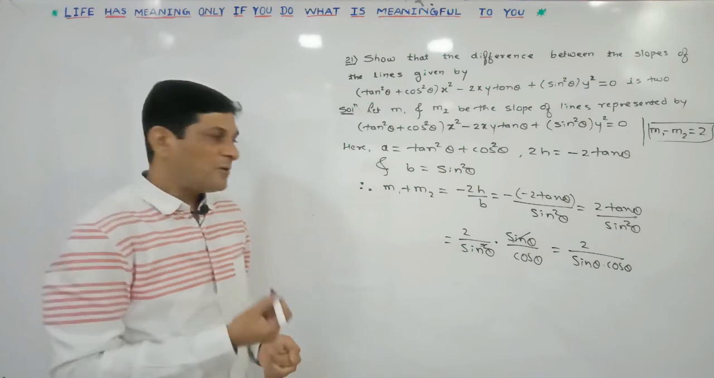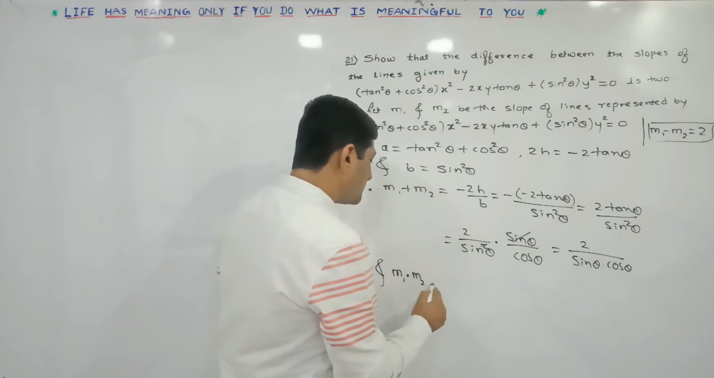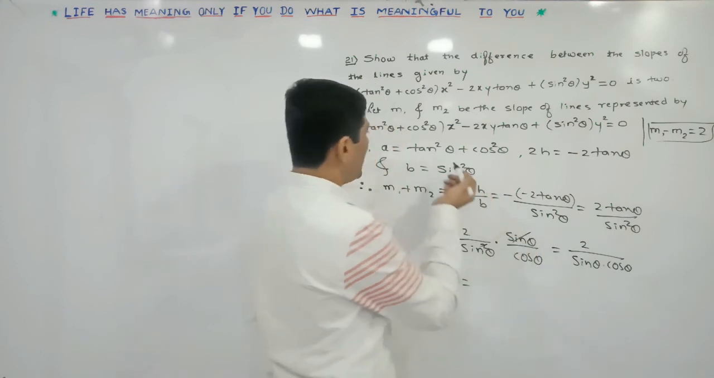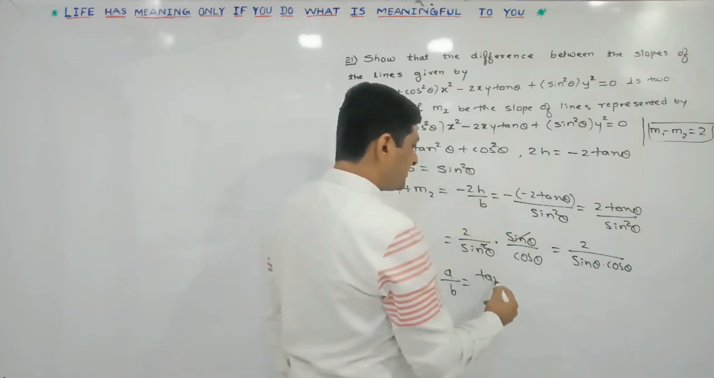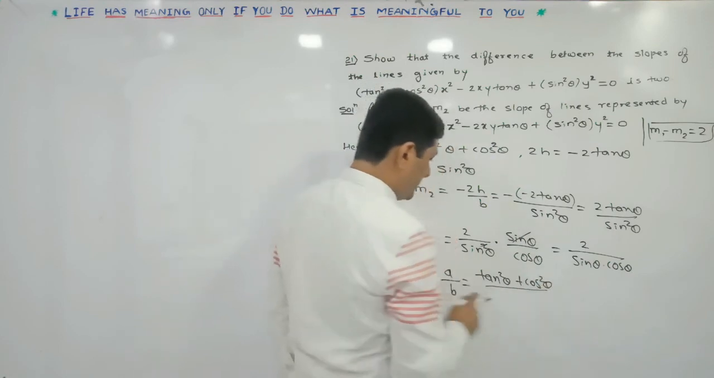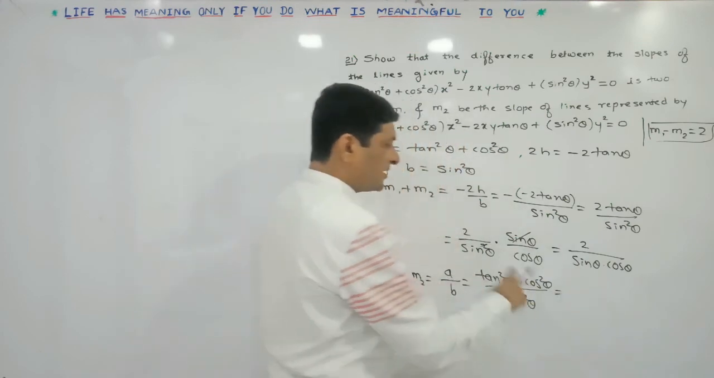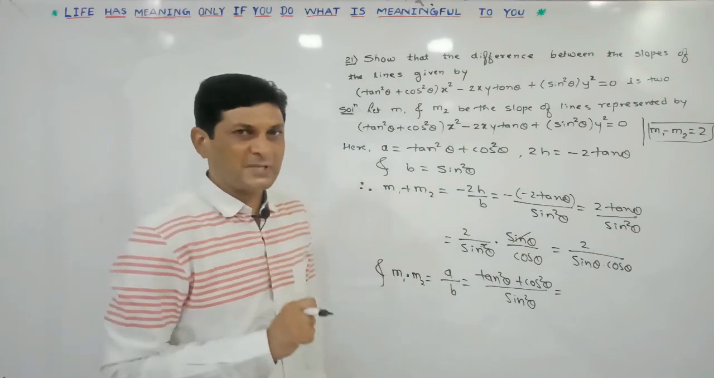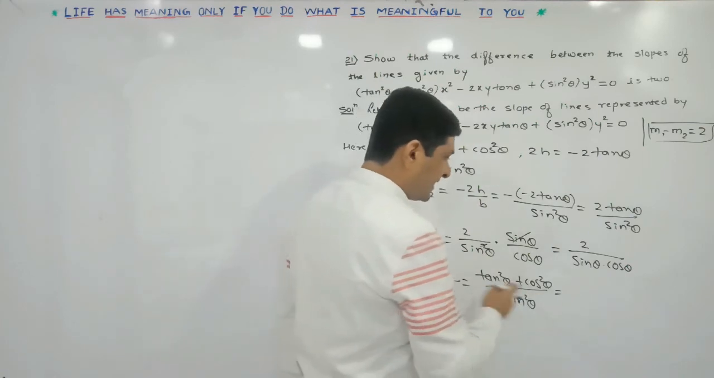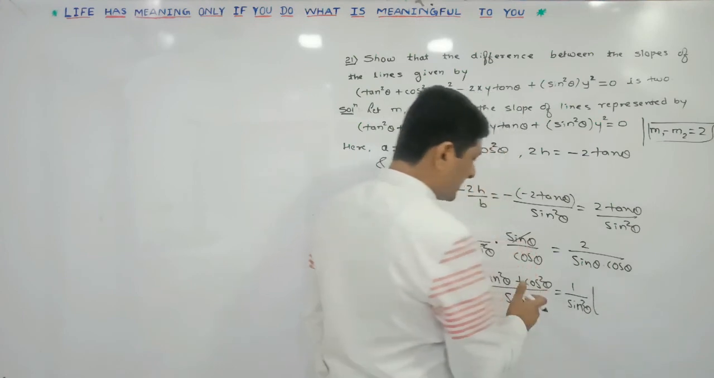Now let us find the product of slopes. m1 into m2 is equal to a upon b. So replace a by its value, tan square theta plus cos square theta, divided by b, which is sine square theta. Let us convert this expression in terms of sine and cos so that the simplification becomes easy. From this denominator, sine square, take it on one side, so we get 1 upon sine square.